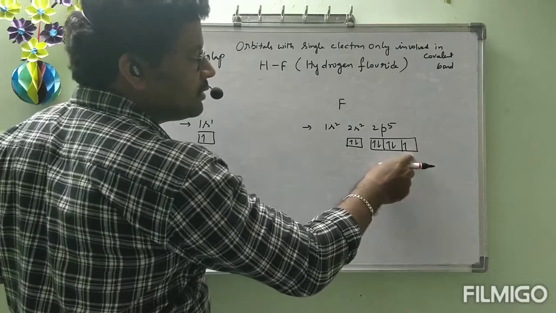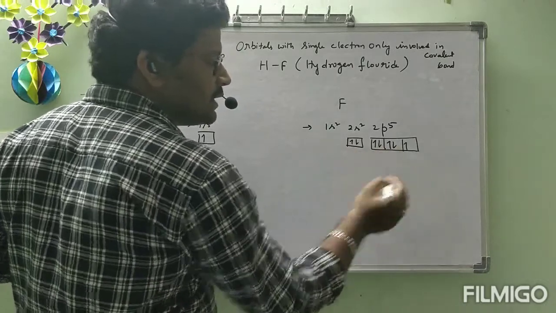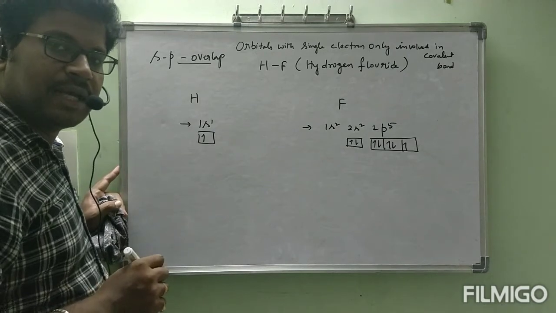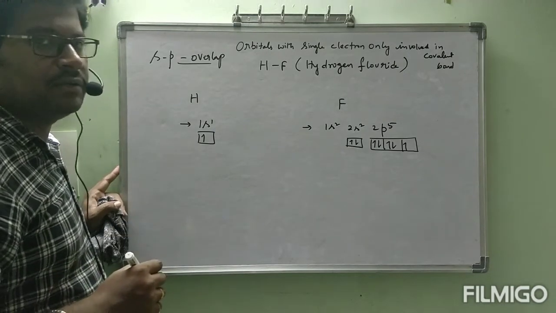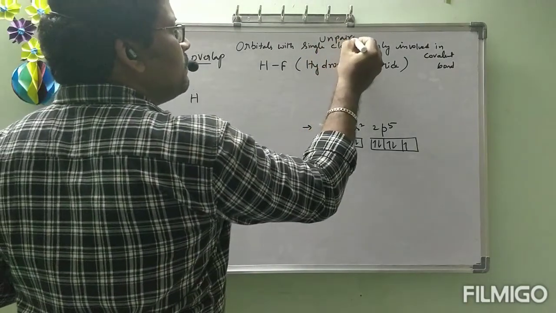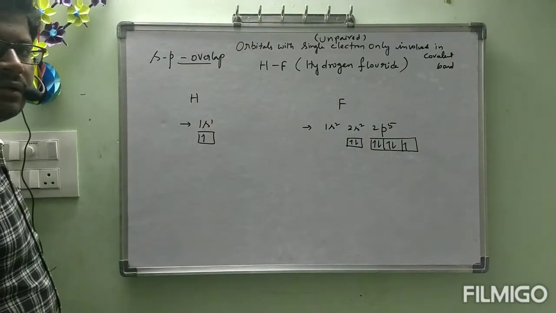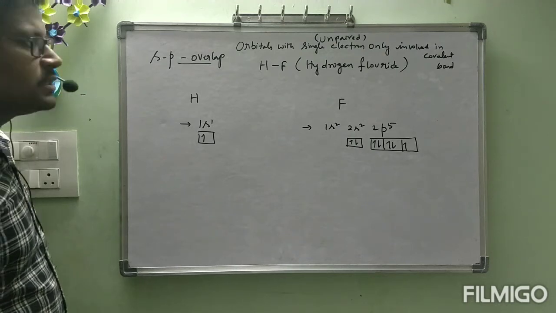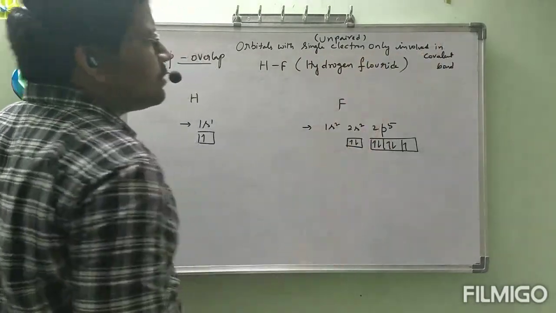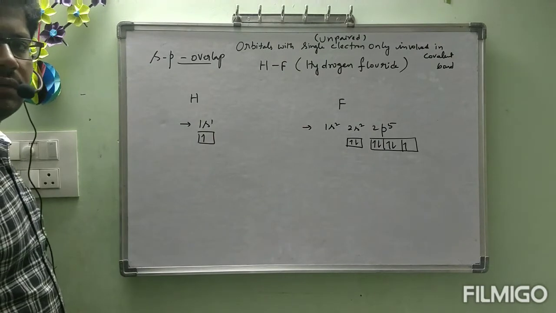Which orbital? P orbital. Actually, totally how many electrons are there? 7 electrons present in the outermost shell. But where that single electron is present, that single electron is called an unpaired electron. The electron which is not paired is called an unpaired electron. So the orbitals which contain an unpaired electron only are involved in covalent bond. That one you have to remember.